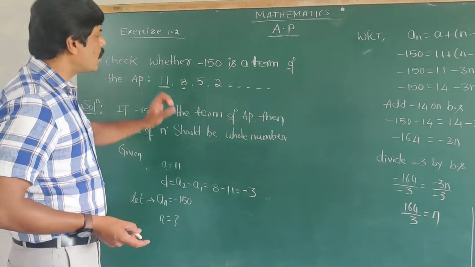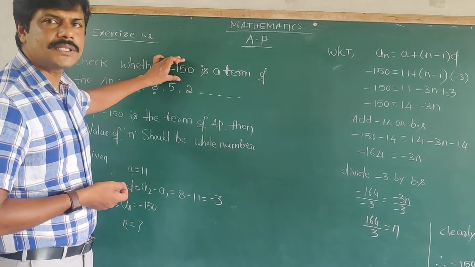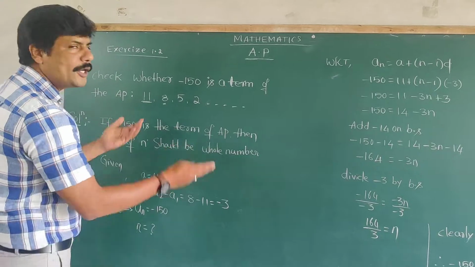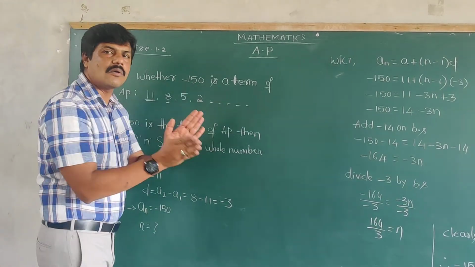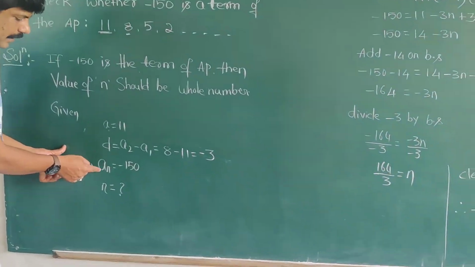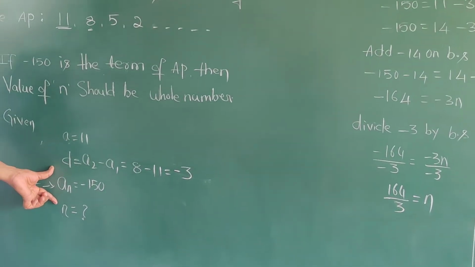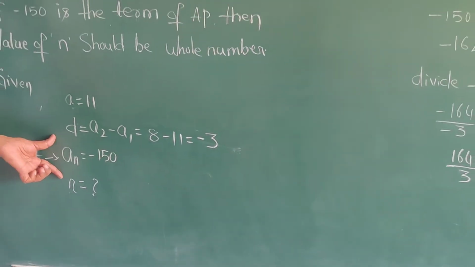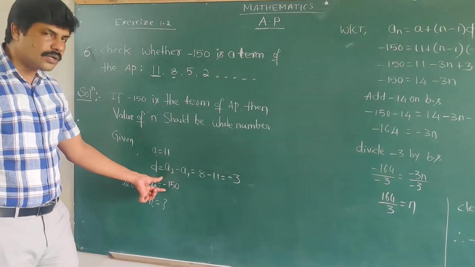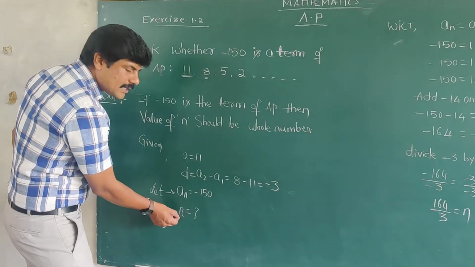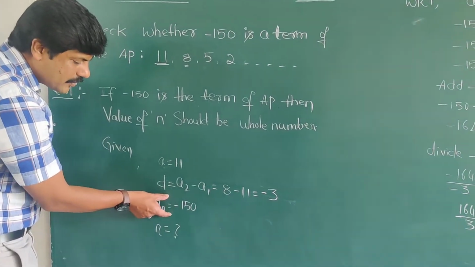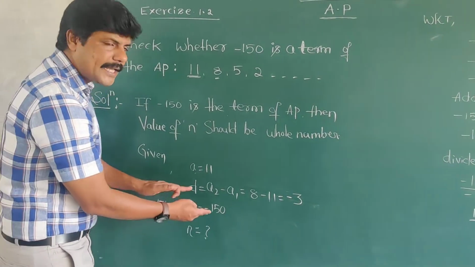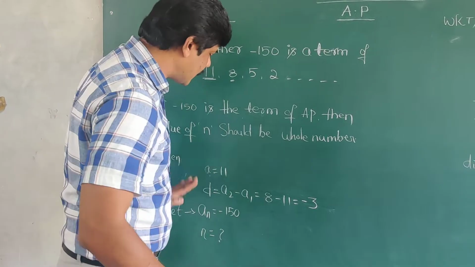Now we have to find whether minus 150 is a term of the AP or not. We do not know where this minus 150 falls. So let an be the nth term. Let an equal minus 150. Now we will find the value of n. If it is a whole number, then it becomes a term. If it is not, then it is not a term.